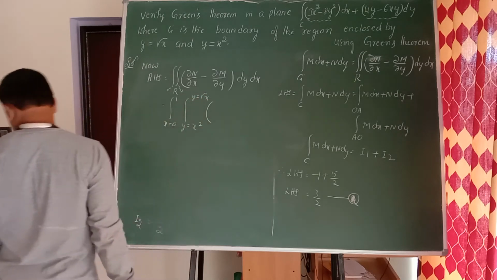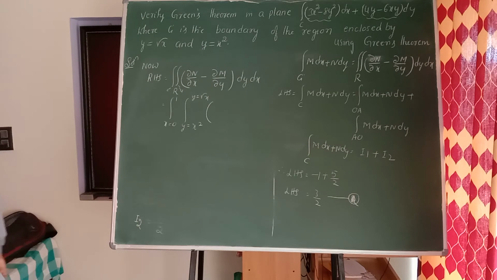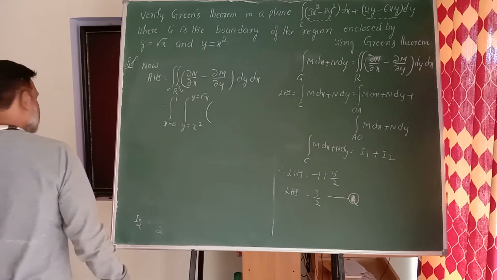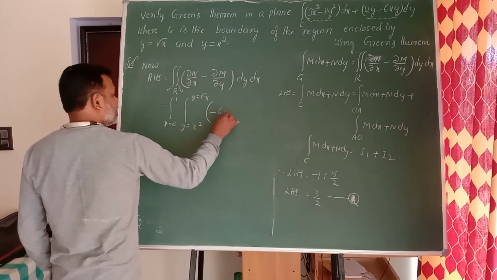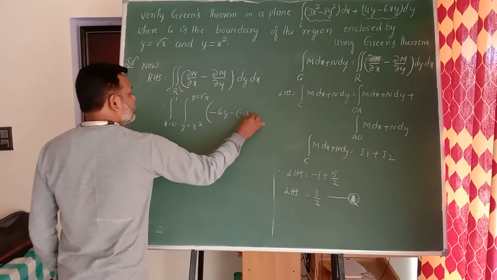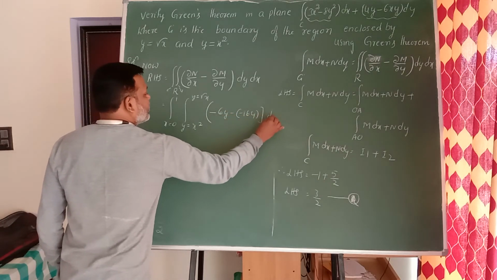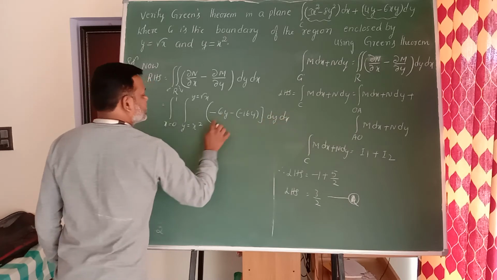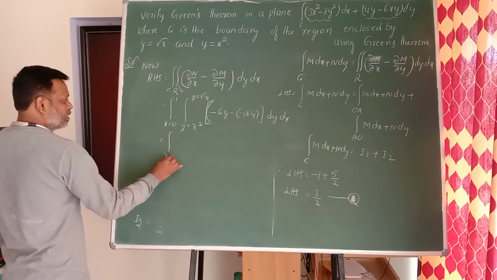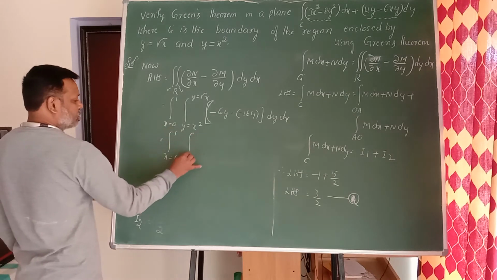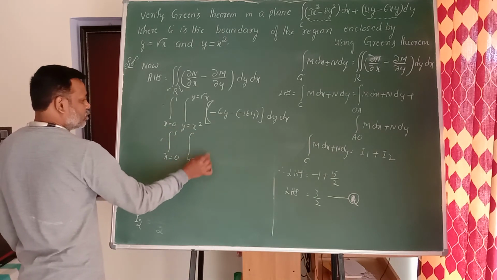Dou N by dou x, we already got that. What is dou N by dou x? It is minus 6y, and dou M by dou y is minus 16y. After getting this, it becomes minus 6y minus of minus 16y into dy dx. Have a look at this. It's very simple. So this is x equal to 0 to 1, and y is equal to x square to root x.